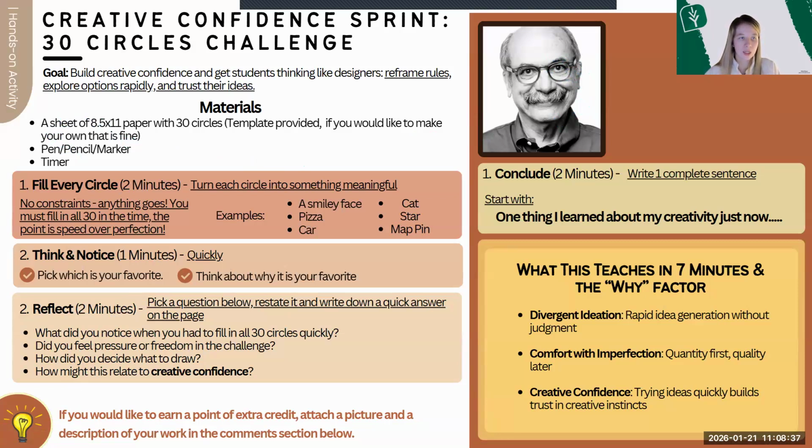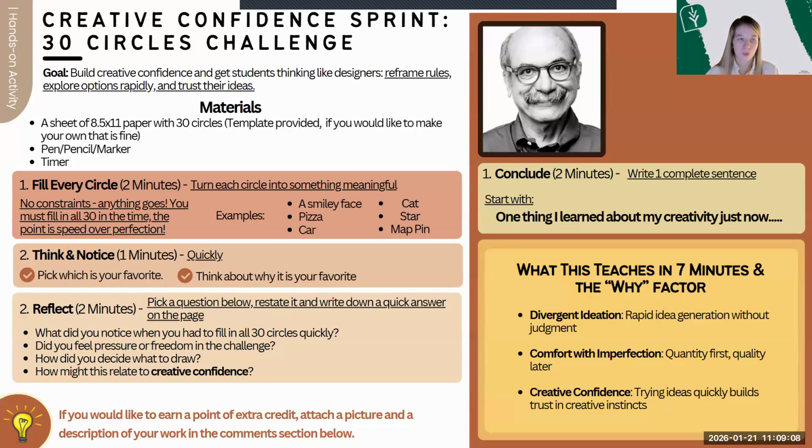And so what you guys are going to need is an 8.5 by 11 paper with 30 circles on it. I'm going to provide a template below underneath the video as one of the links that you can download. But if you don't want to go that far, you can make your own. That's perfectly fine. The circles don't have to be perfect. You don't have to worry about that. And then use any type of writing utensil, so a pen, pencil, or marker, and then make sure you have that timer. It's going to take about 7 minutes.